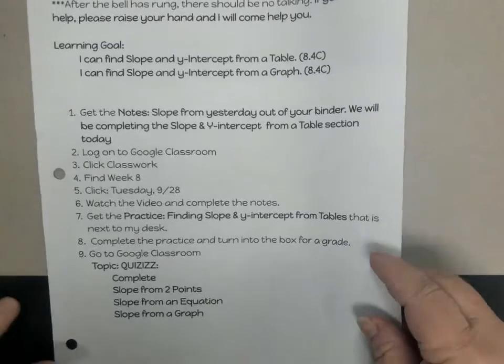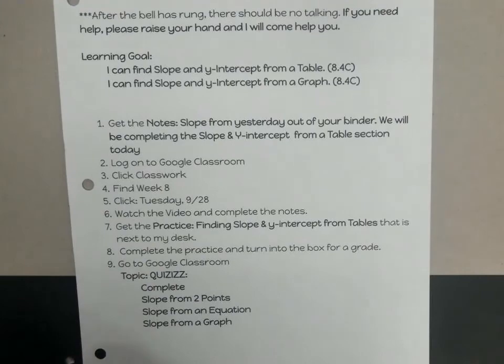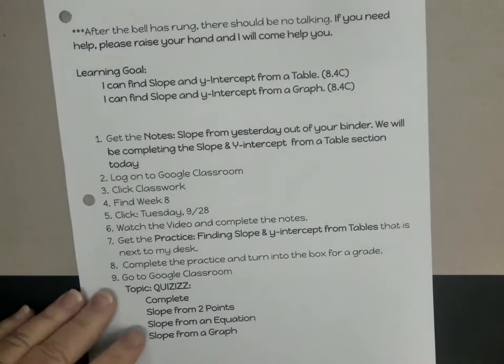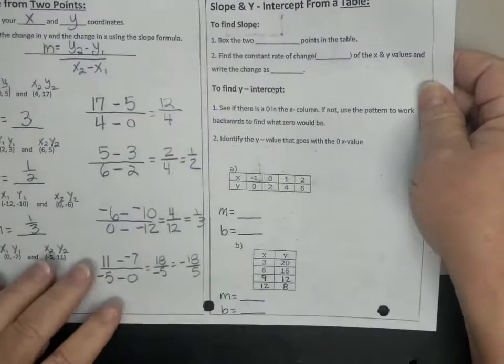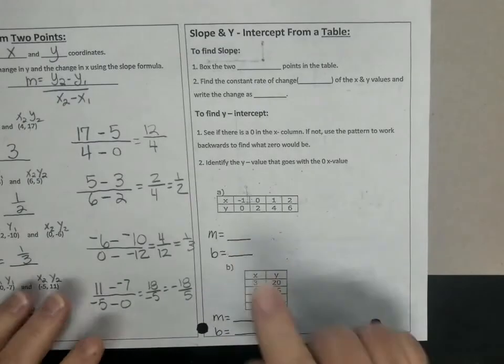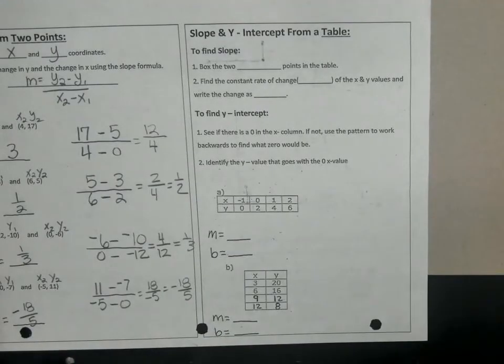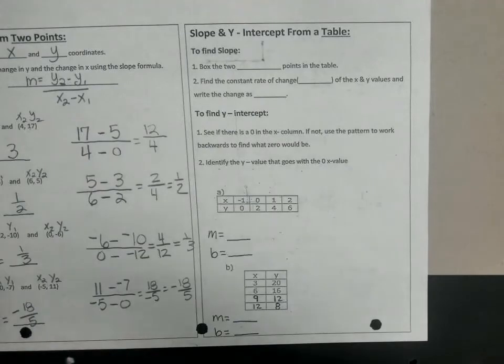Okay, so today we are finding slope from a table. And so today you will need your slope notes from your binder. I hope you have those still because you'll need that. We will be filling those out. And we are on the last section, slope and y-intercept from a table. You will also need your mathematics chart, which is your purple chart.